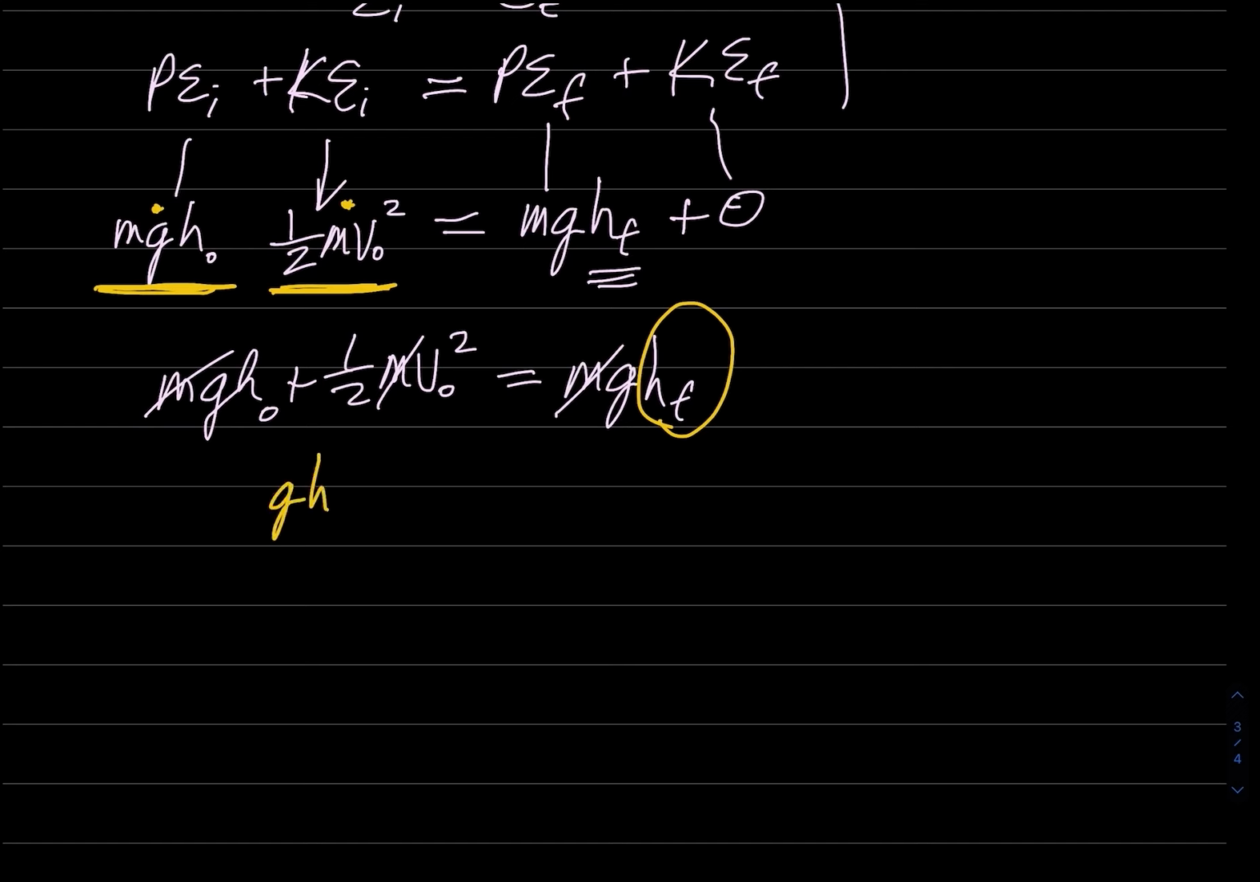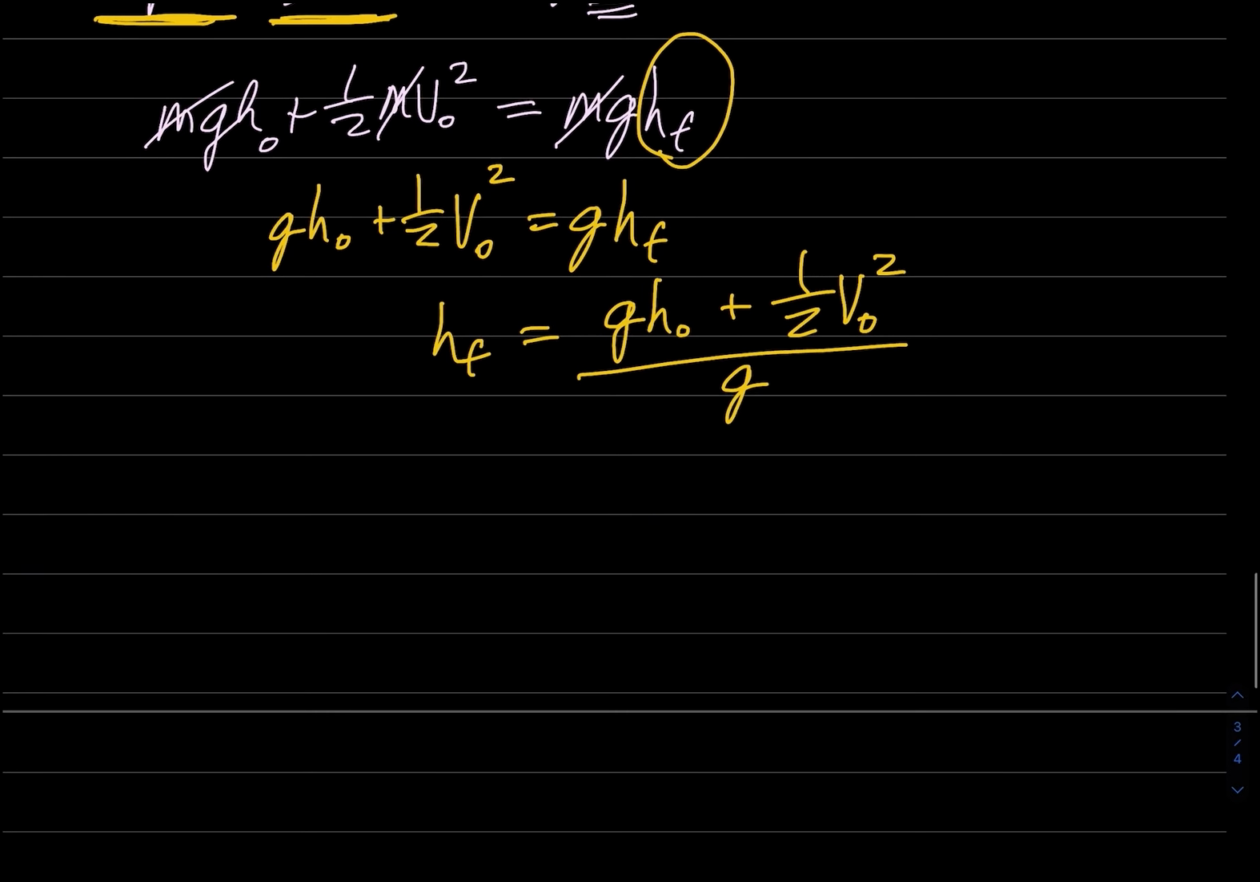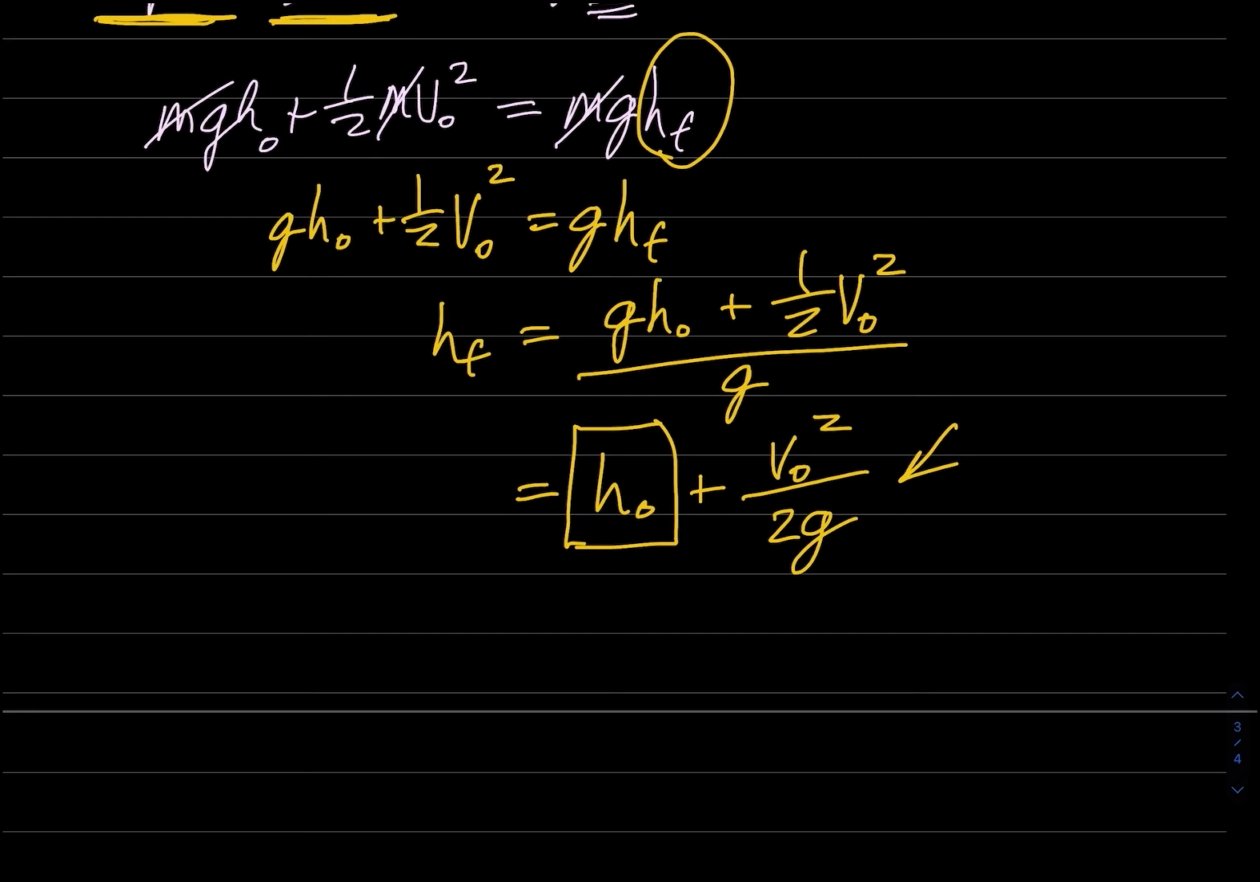So gravity times the initial height plus 1/2 the initial velocity squared equals gravity times the final height. So the final height equals g h sub naught plus 1/2 v sub naught squared, all over g, which equals h sub naught plus v sub naught squared over 2g. Well, look at this. The final height is going to be the initial height plus an additional term. And that's what we thought was going to happen.